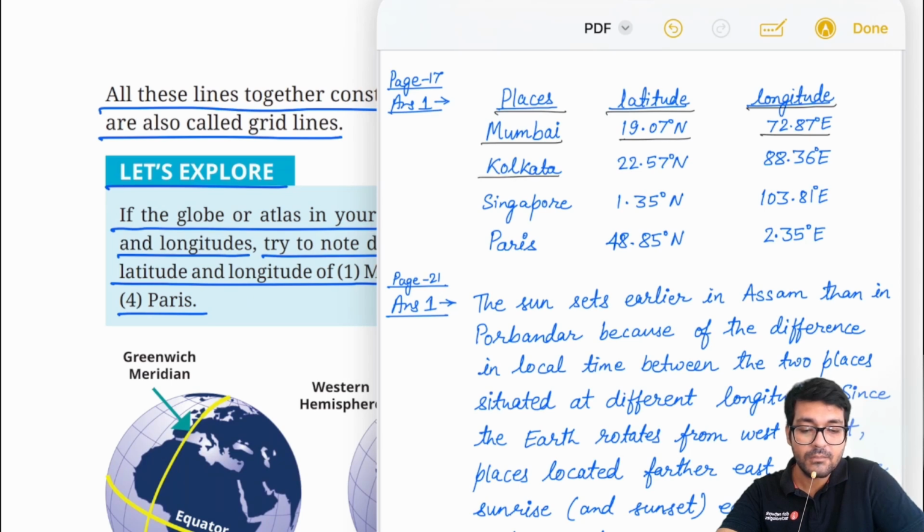Kolkata 22.57 degree north, 88.36 degree east. Singapore 1.35 degree north, 103.81 degree east. Paris 48.85 degree north, 2.35 degree east.